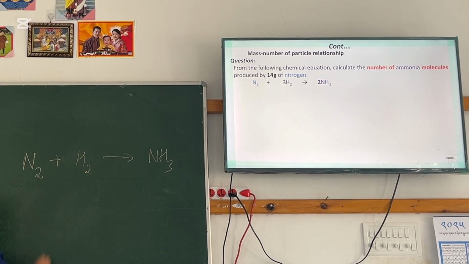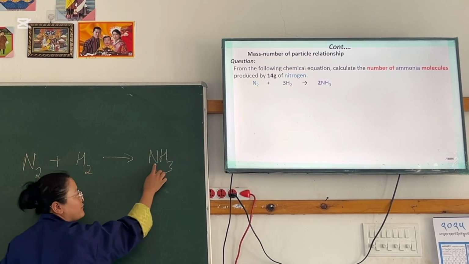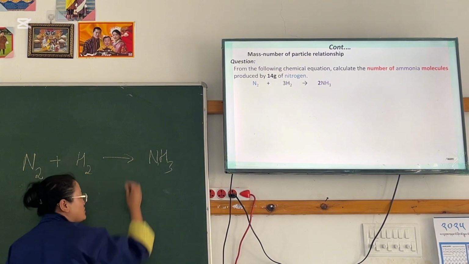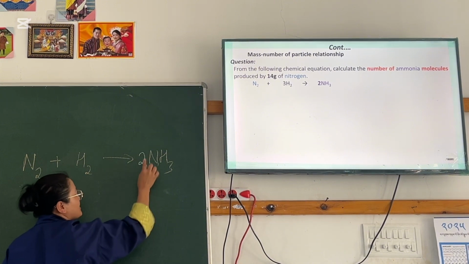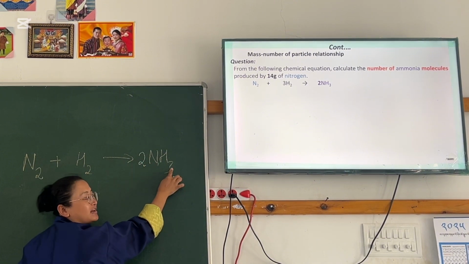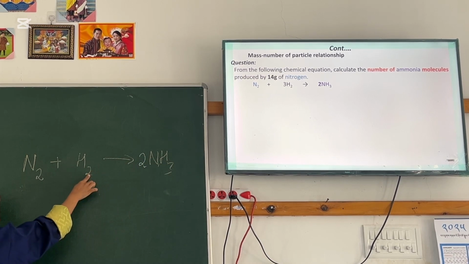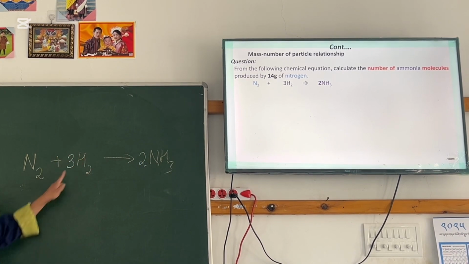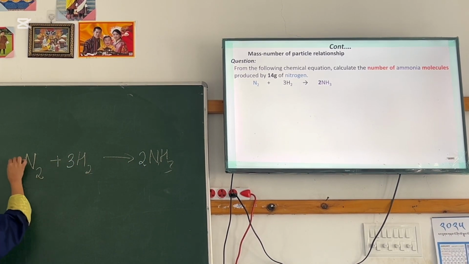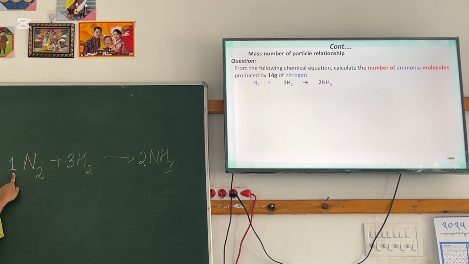No, let us balance it here. We have N2. Here we have only one N. So you have to put 2 here. So 2 and 2 times 3, 6. We have only 2 here. So we have to put 3 here. Now here remember there is 1.